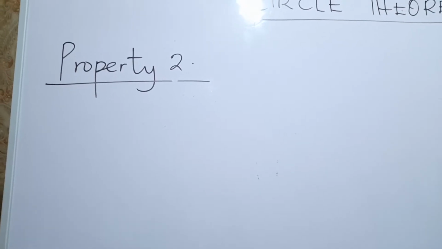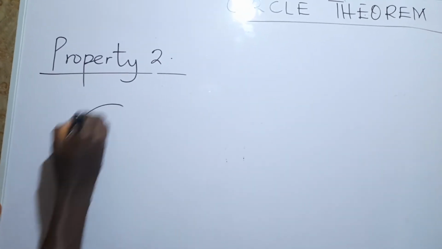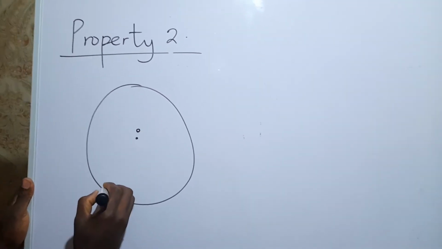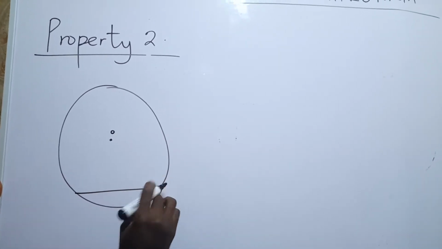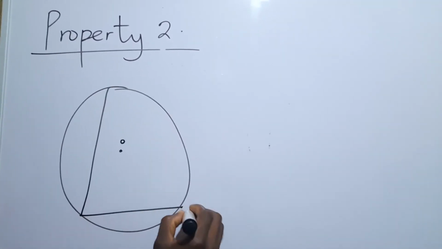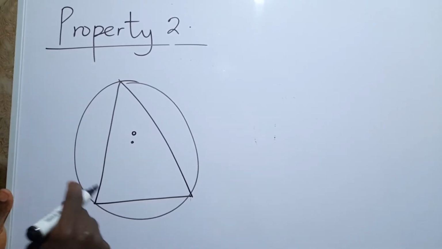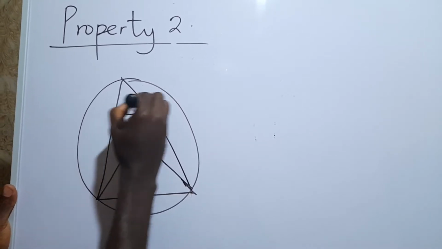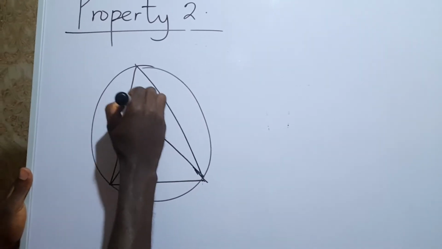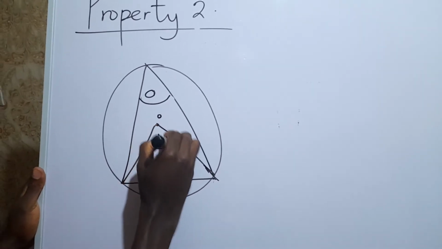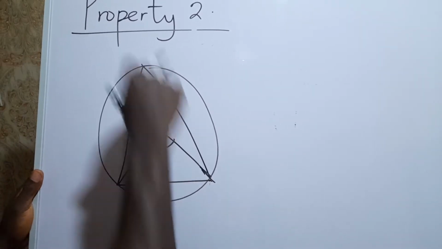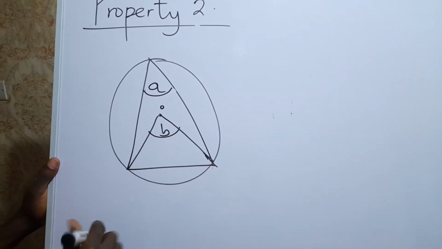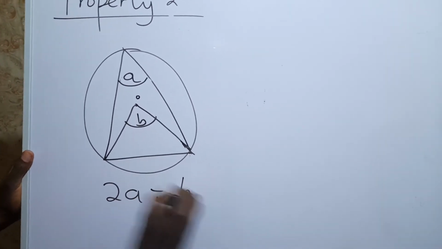So now let's look at the second property. The second property is saying that if we have a circle, we are still on chord, and this is the center of a circle, let's say O, and we have a chord, and the chord sustains an angle at the circumference of the circle, and the same chord sustains an angle at the center of the circle. So we have an angle here, let's say call it A, and an angle here, call it B. It's saying that twice the angle at the circumference of the circle is equal to the angle at the center. So we say 2A will be equal to B.